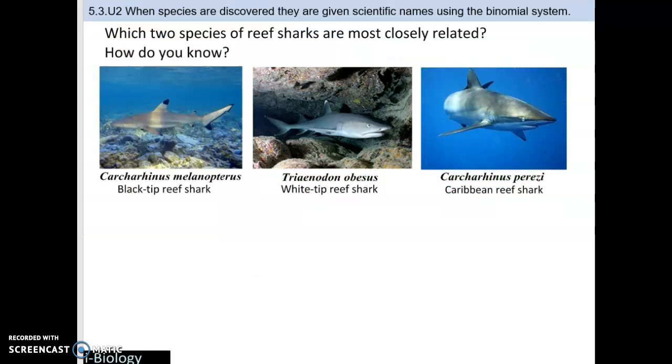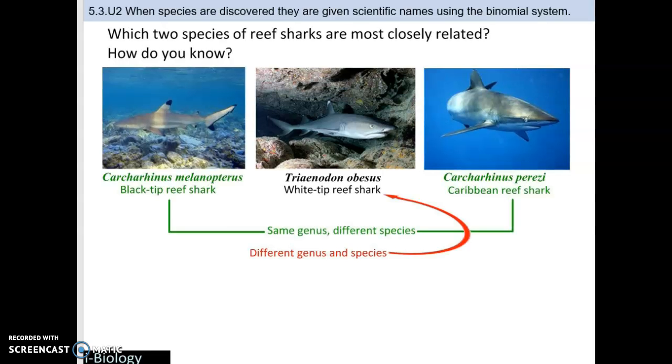The reason why is because sometimes in English we call things very similarly. Black tip reef shark, white tip reef shark, Caribbean reef shark tells us it's a shark, but doesn't tell us how closely related they are to each other. By looking at their binomial name, we can look at the genus and the species and work out which ones are closely related. Same thing if you go to America and you go to Europe, they use the same word robin, but it's a completely different bird. So it has a completely different binomial name.